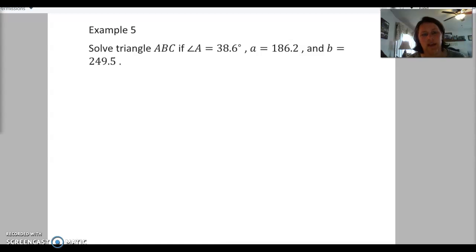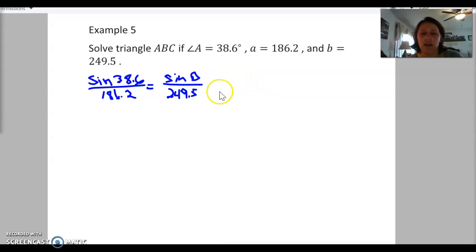Okay, so now we know that we're going to have two separate triangles. We're going to have to split up our work, but let's go ahead and just find the sine of B first. So what is a pair? Do they give us a pair? They give us the sine of A and the side of A. So the sine of 38.6 over 186.2 equals, let's find the sine of B, and side B is 249.5.